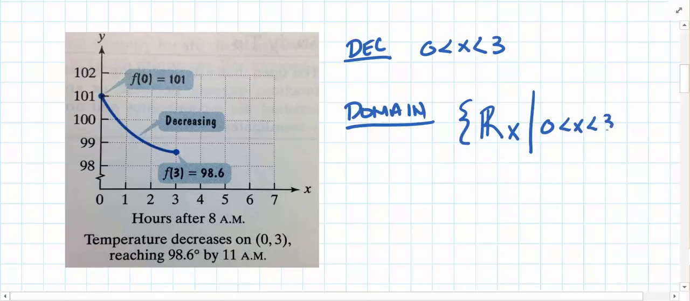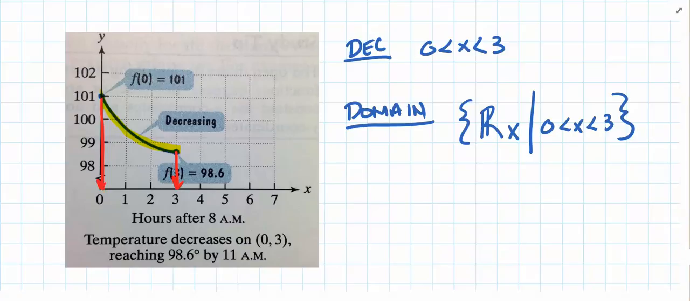So what we were saying there for the domain is we're talking about the x values. So again, what I like to do is highlight my graph, and then I look down on the x-axis for the start and the finish. That's my domain from 0 to 3.